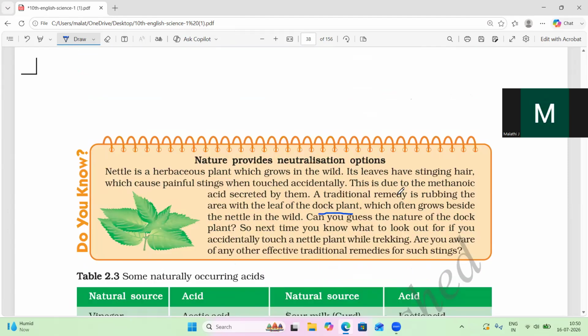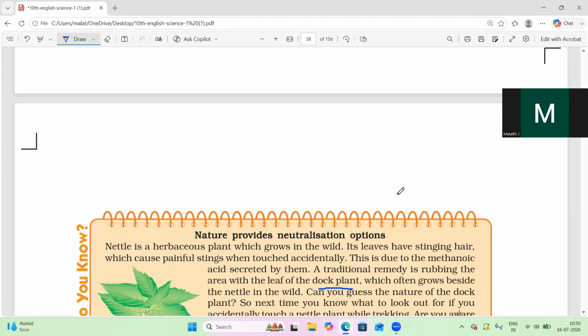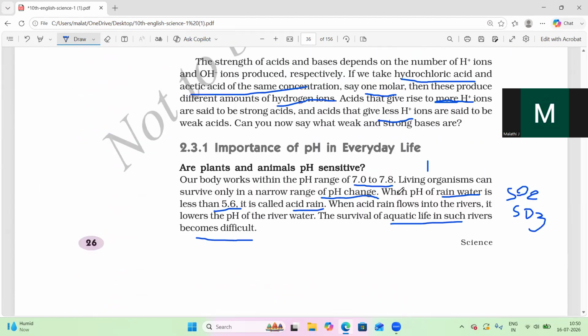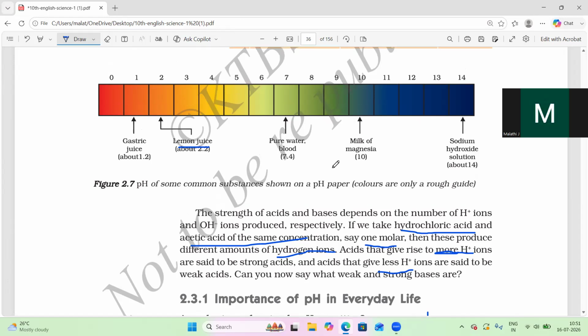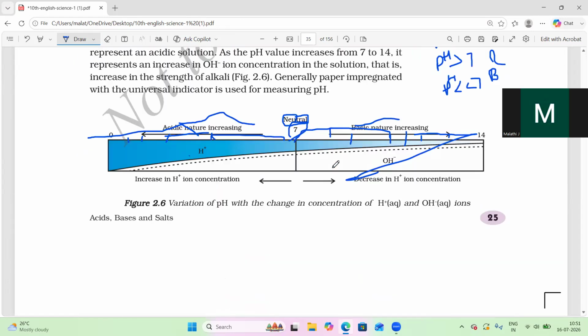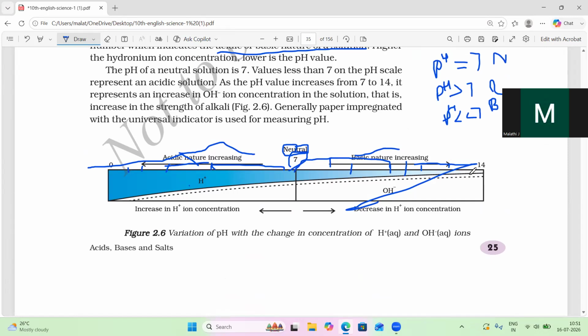They may ask more questions from the pH scale and the importance of pH in our daily life. So it is very important, and you should concentrate on the pH scale. What will happen if the pH value decreases? If the pH value decreases more, acidity will be more and more. If the pH value increases, what will happen to the basicity of the solution? If the pH value is decreasing, the basic nature is decreasing.